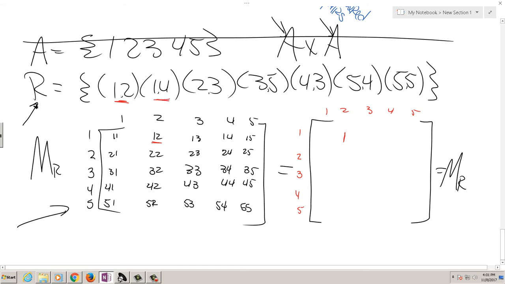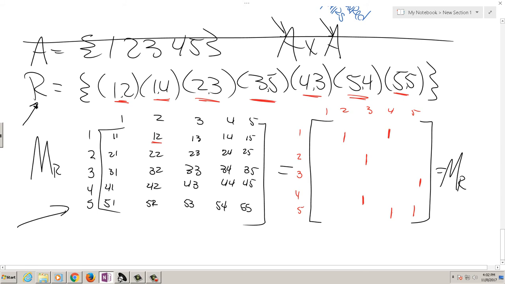So I'm pretty sure it needs to be in row 1, column 4. The next one is 2, 3. That would be row 2, column 3. The next one is 3, 5. Row 3, column 5. The next one is 4, 3. Row 4, column 3. The next one is 5, 4. That's row 5, column 4, and then 5, 5.